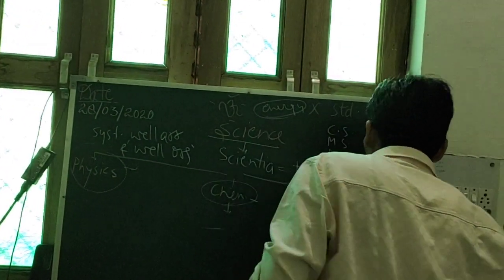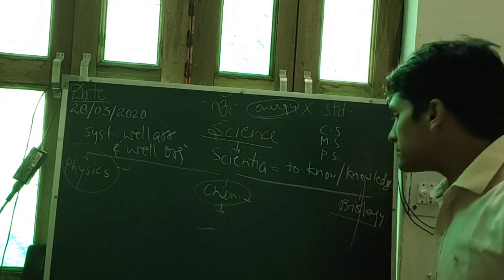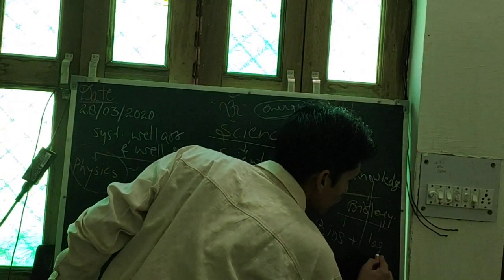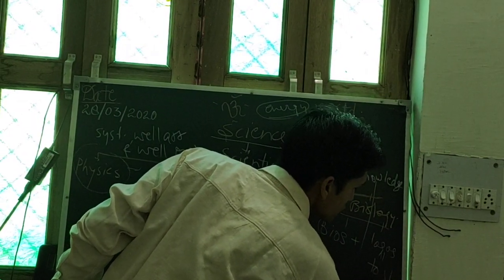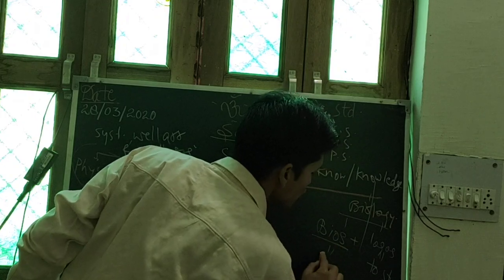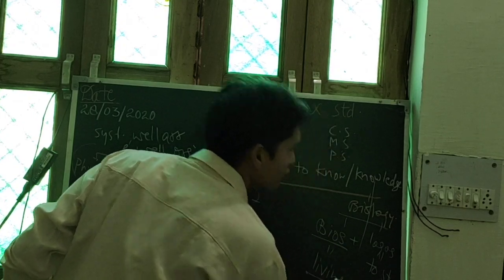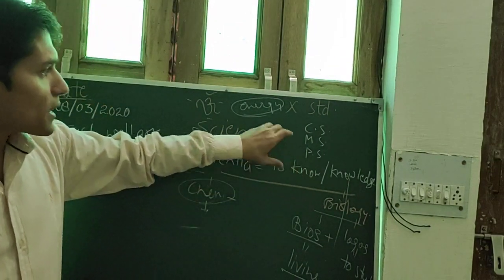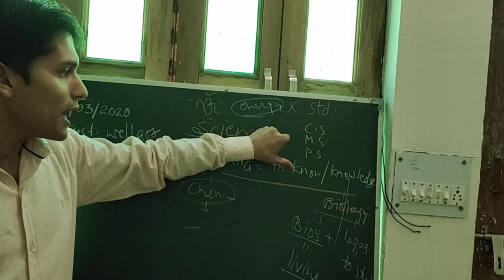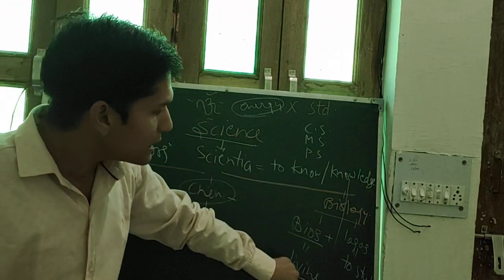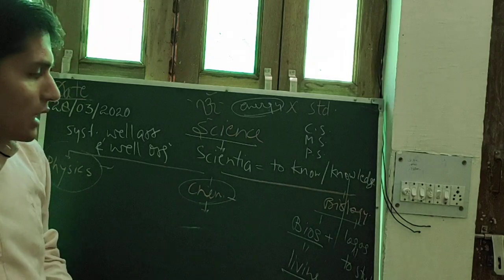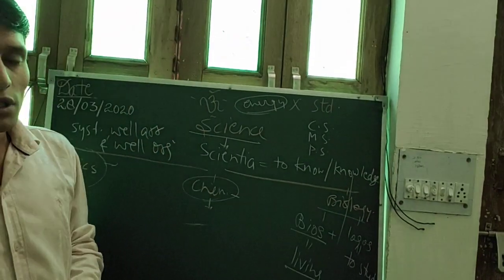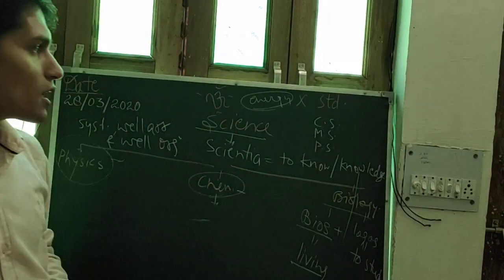Next, third is biology. If we split the term, that is bios and logos. Logos means to study. Bios means living or the living world. That means biology is the branch of science in which we study about living organisms.